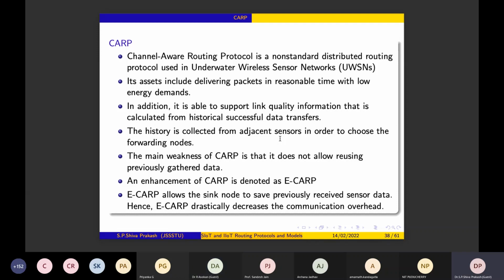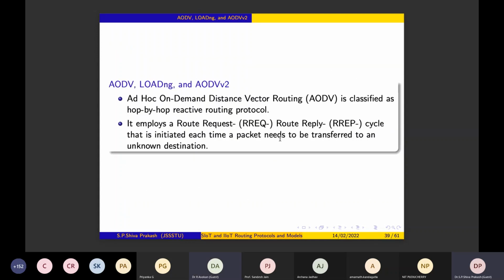Hence, we use eCARP, which drastically decreases the communication overhead. Further, AODV routing and its versions are classified as hop-by-hop reactive protocols, where a route request and route reply cycle is initiated each time a packet needs to be transferred to an unknown destination.